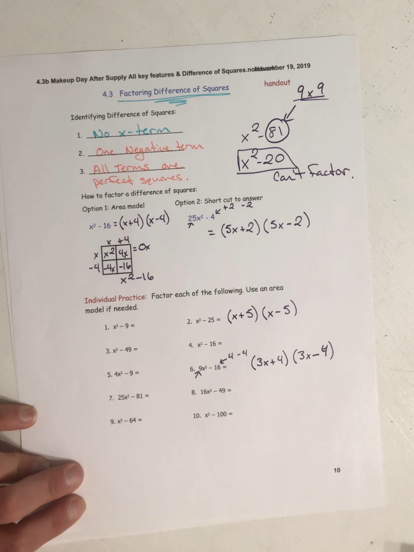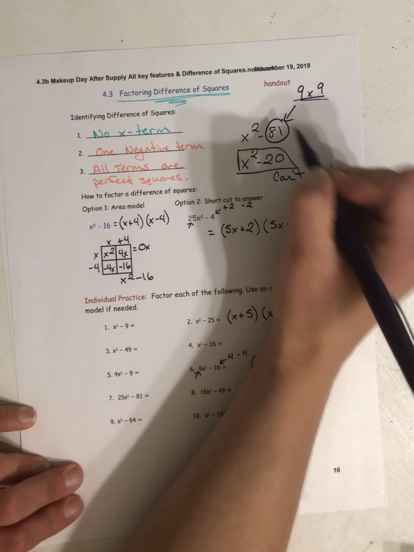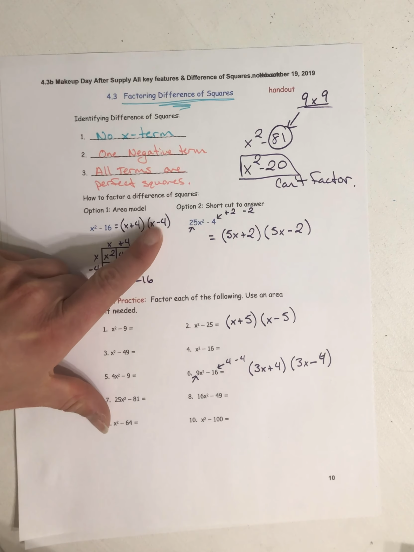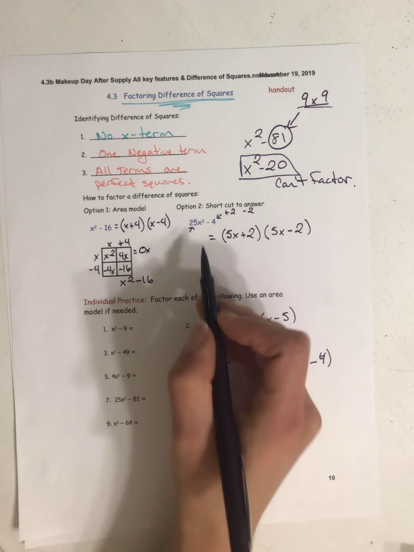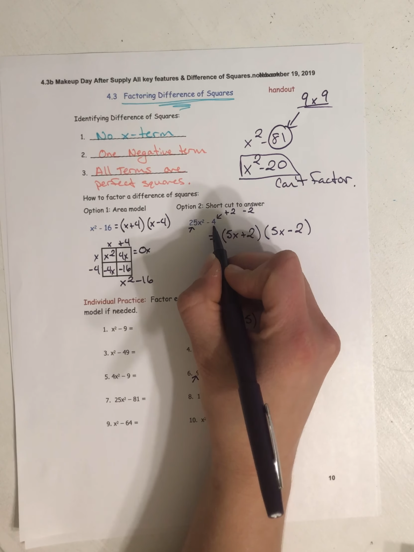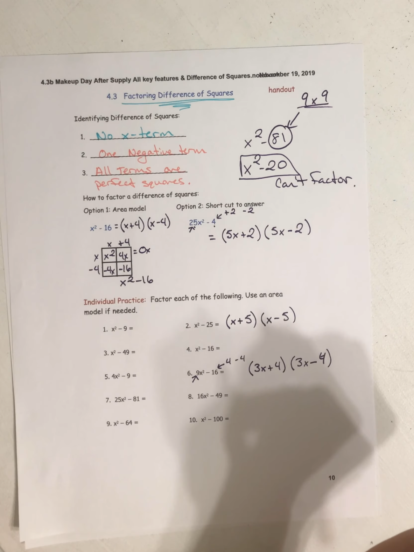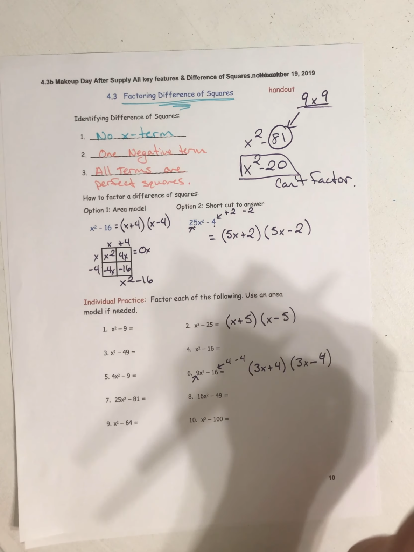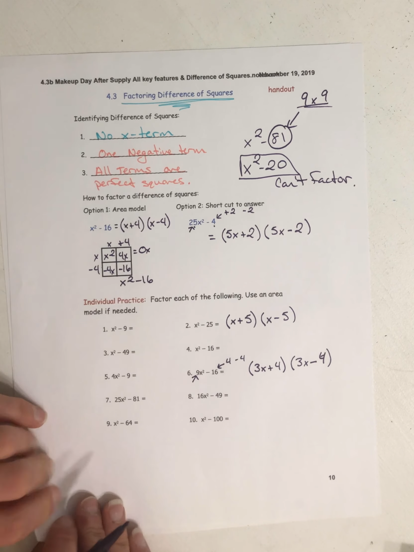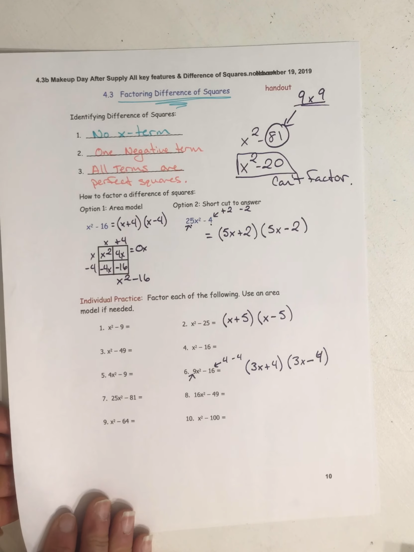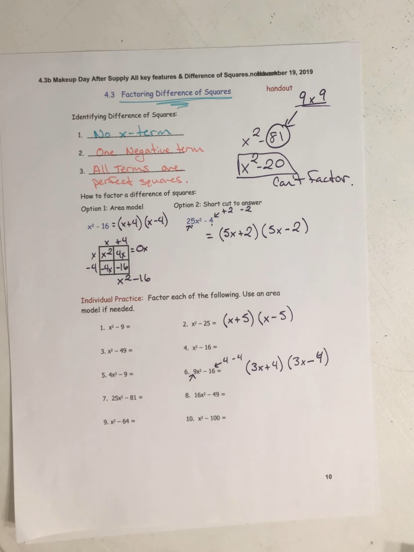Okay? So again, when we're identifying difference of squares, there can be no x term. There has to be one negative term. So this number has to be a negative, and then when we write it out, it has to have one negative term. And all terms have to be perfect squares. So if we see something like this, both of those have to be perfect squares. Okay? They always have to be perfect squares. So you're going to try these on your own, give it a shot, see if you can do it. I just have an extra piece of paper underneath. Okay? If you have any questions, you let me know.